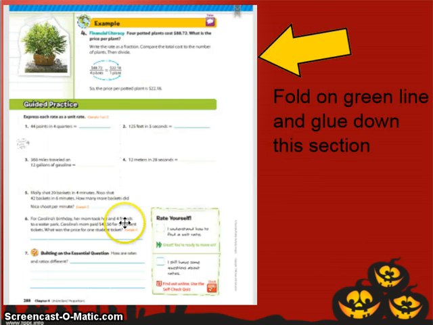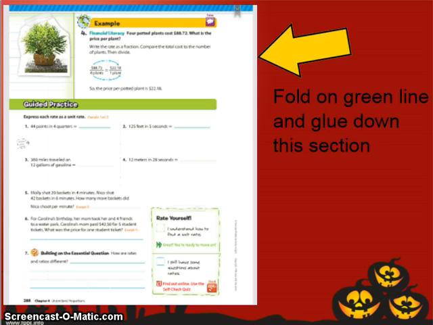Then you're going to take page 287, you're going to fold on the green line, and you're going to glue this section down. That's because I want to make sure that you leave this section to show in case you need any of that extra help. Please remember that this is going to be a little smaller than what you have left to flip open, so you want to make sure that you glue it in the correct spot in your paper or on your playbook.